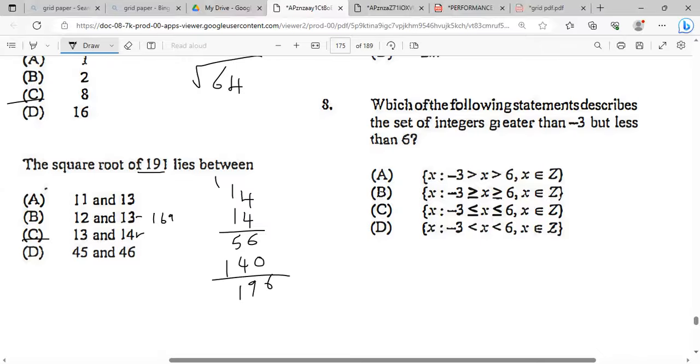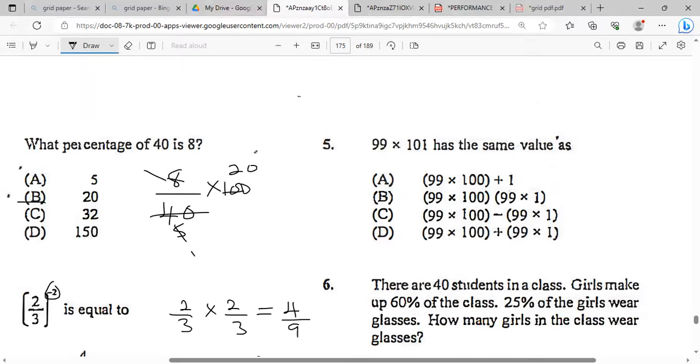Next question. All right, this one says 99 times 101 has the same value as... it will be this. This is multiply, so I think plus should be here. So that means it's D. That one is fairly straightforward.